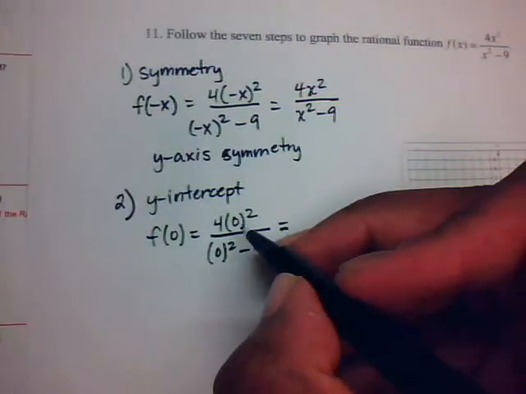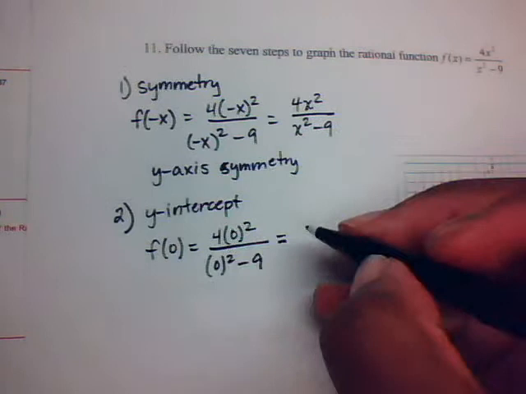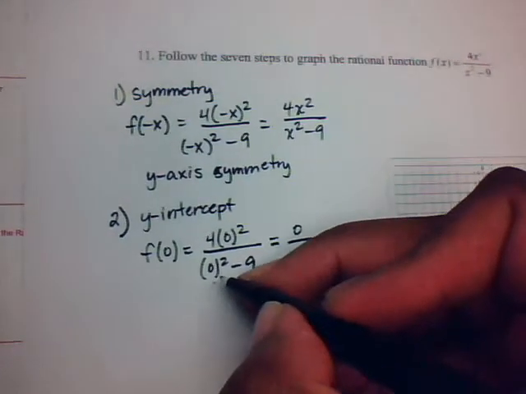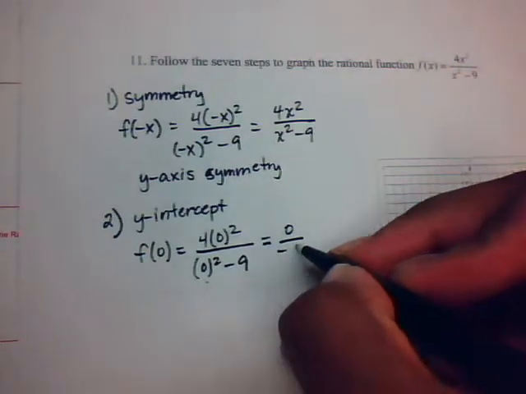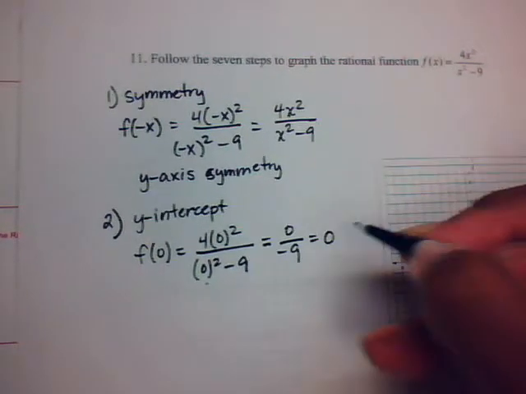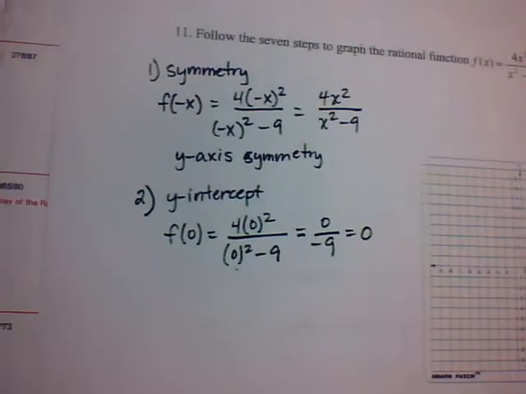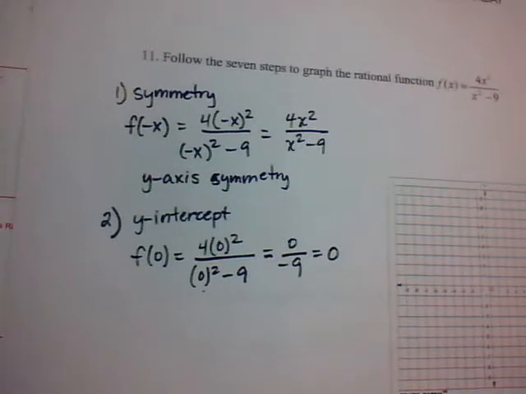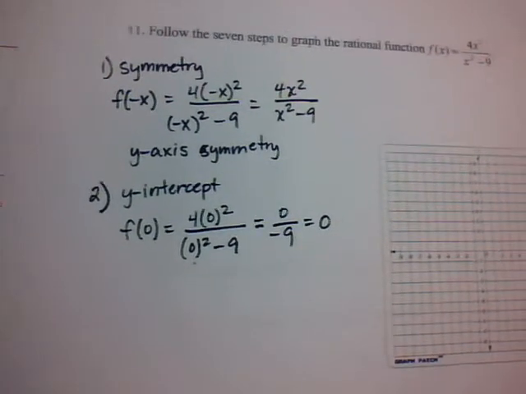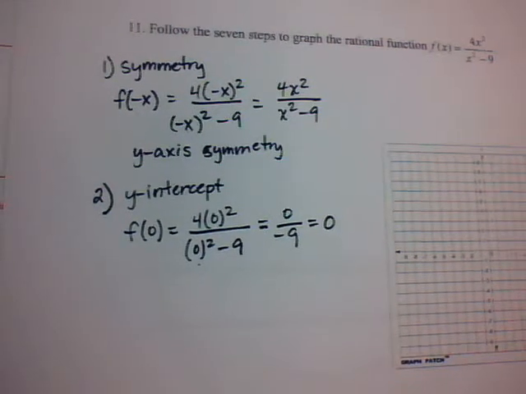Well, the numerator, 0 squared is 0, times 4 is 0. 0 squared is also 0, minus 9, that's negative 9. 0 divided by negative 9 is 0, so the y-intercept is going to be 0. That means that the graph of the rational function will cross the y-axis at 0.